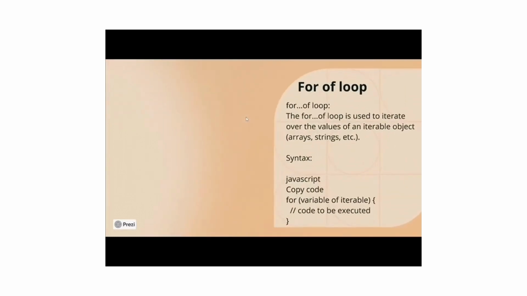So what is a for of loop? A for of loop iterates over the values of iterable objects, that is an array or string or something else. Here is the basic syntax of the for of loop: for variable of iterable. Inside the curly braces we write console log or something. I will provide a small example program using the for of loop.